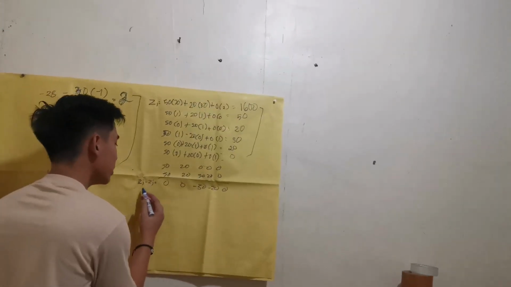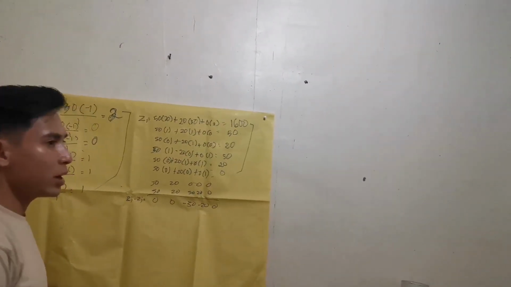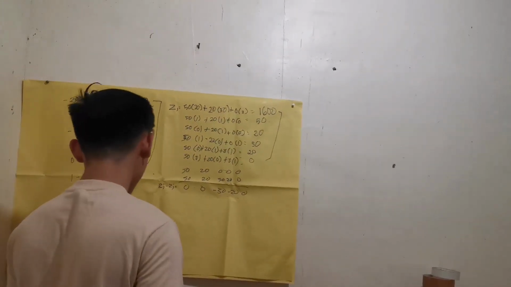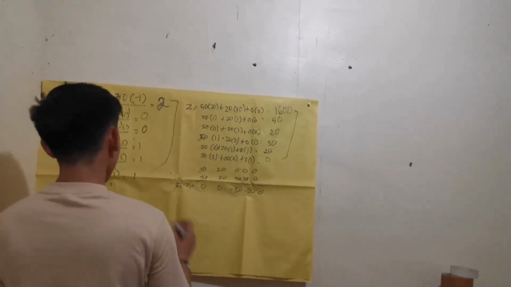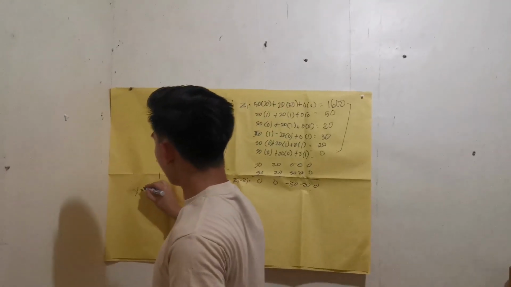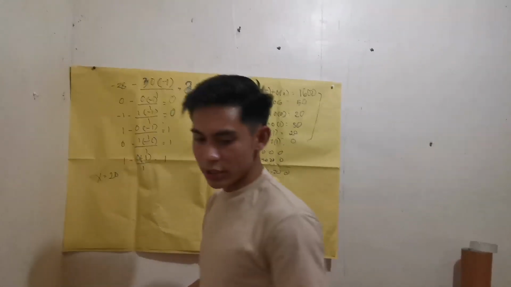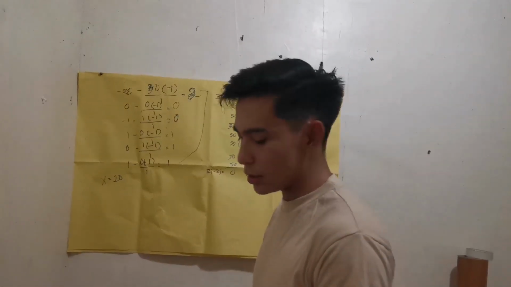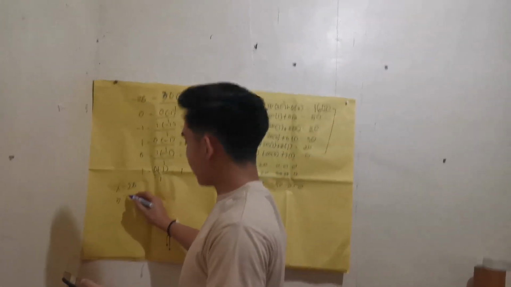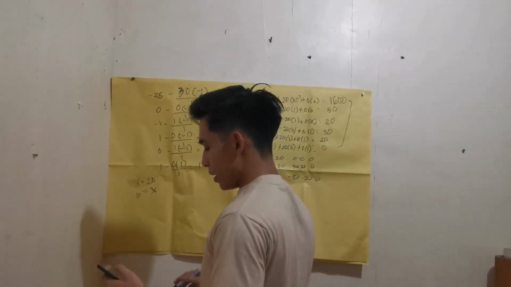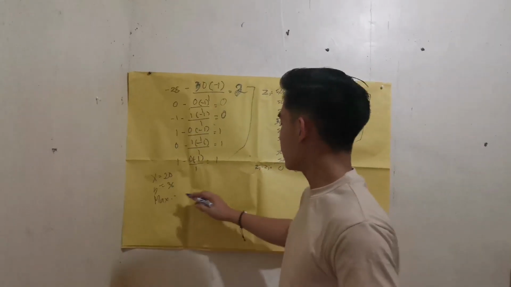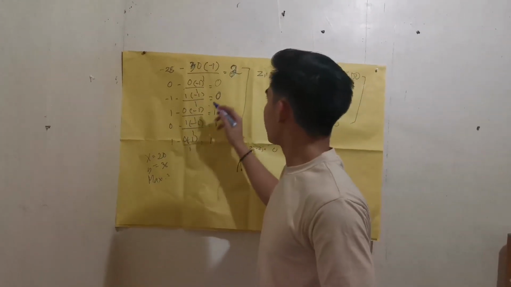So, ito na Z sub j natin is C sub j. And then, ito na yung final answer. So, we decide na x is equals to 20. So you can see in the tableau, 20 yung x. And then, yung y is equivalent to 30. And the maximum is yung 16.